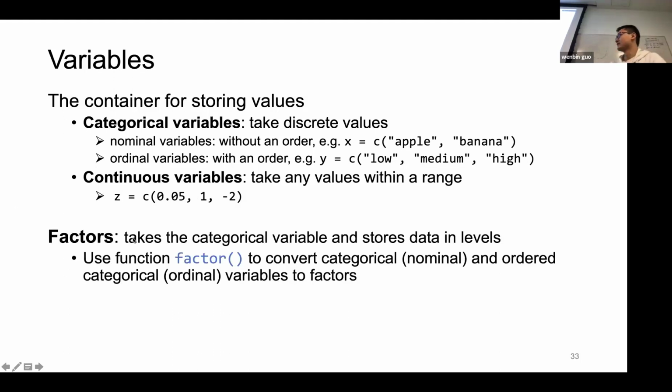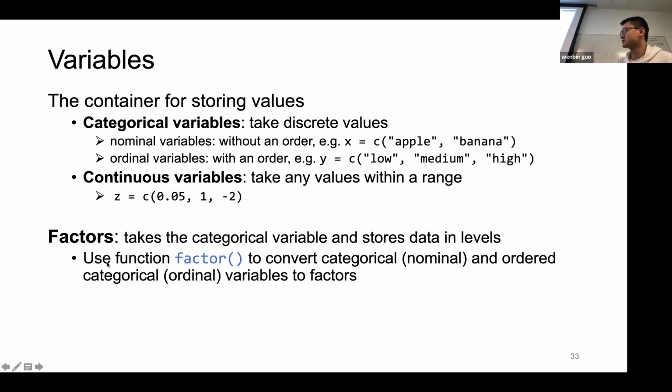Talking about variable types, there is one important concept in R called factors, which takes a categorical variable and stores the data in levels. The levels are what we define. For example, if we specify the levels to be low, medium, and high, we are actually giving low a value of 1, medium a value of 2, and so on. So the levels are just like an integer we assign to each of the discrete values.